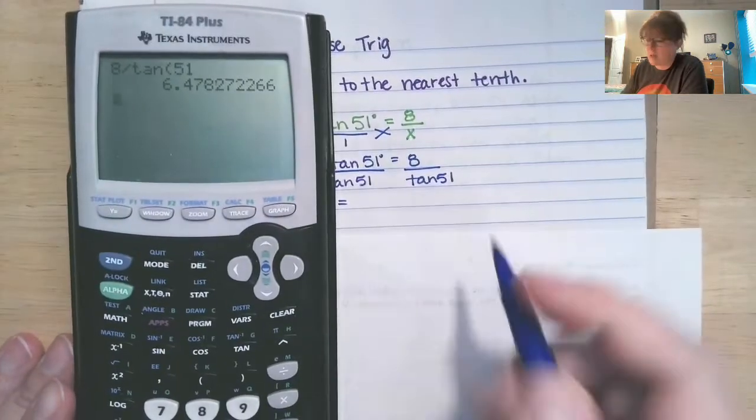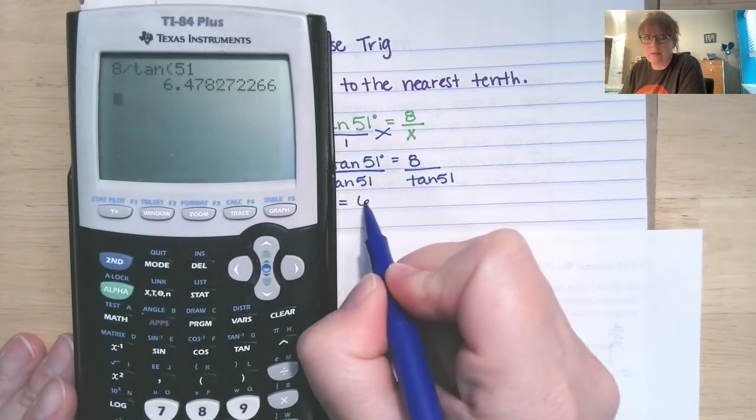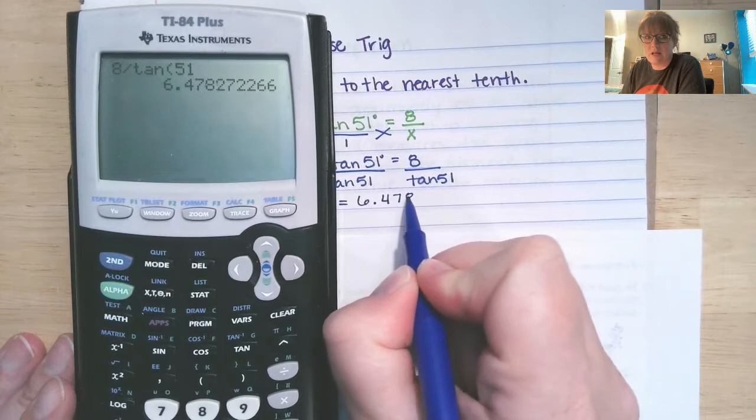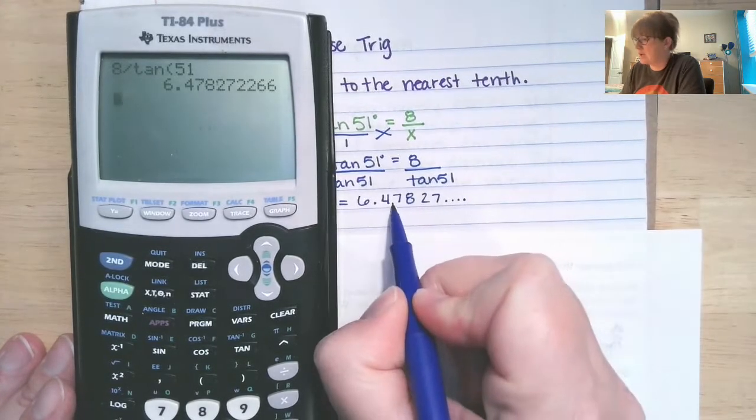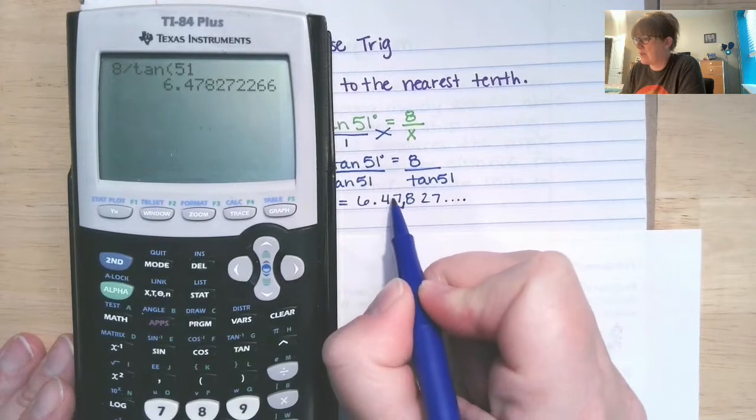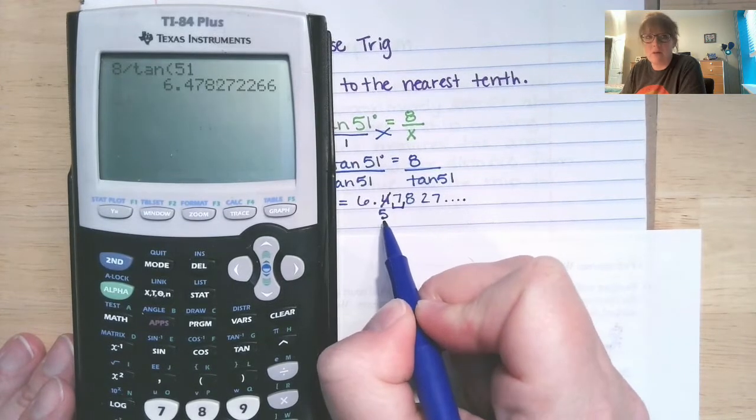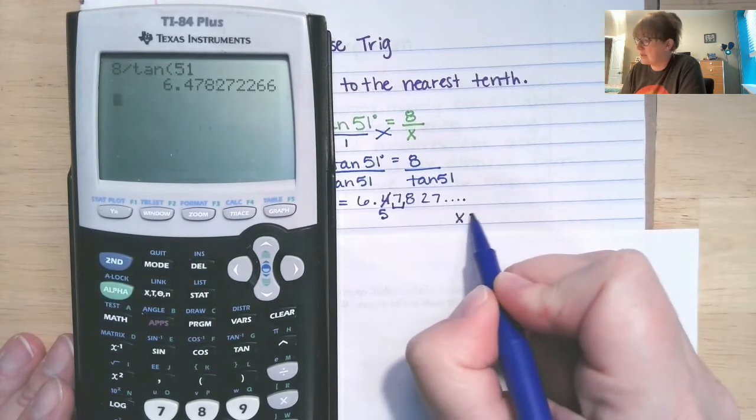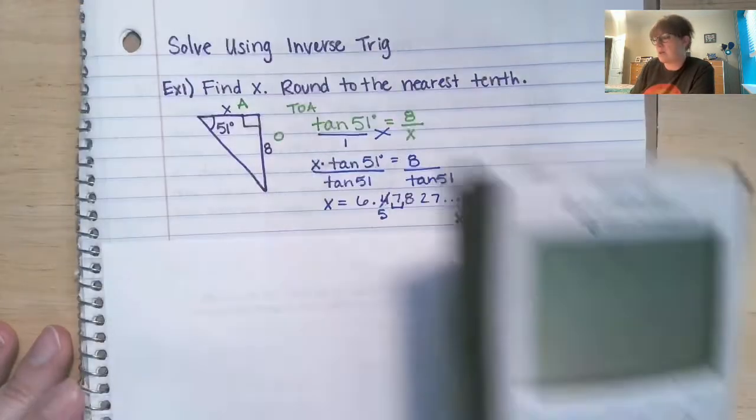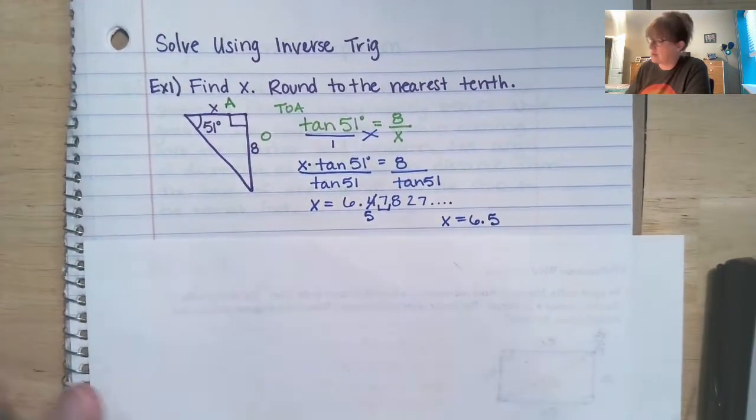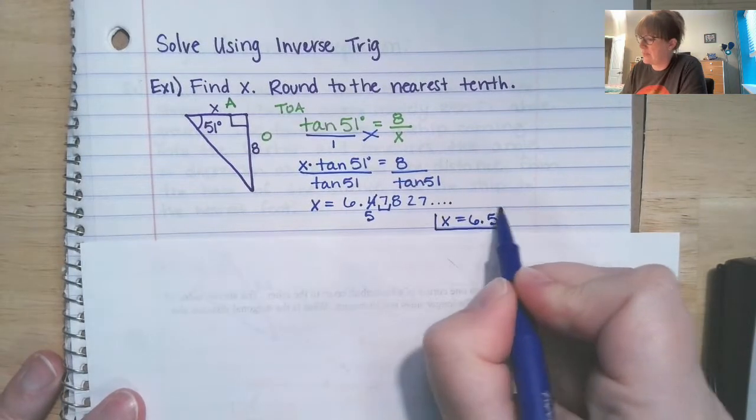So we get 6.47827, blah, blah. Round to the nearest tenth. We look at this digit. That's bigger than 5, so we're going to round that up. So we get x is 6.5. Are we talking about degrees, or are we talking about a length? We're talking about a length, so don't label it with a degree, okay?